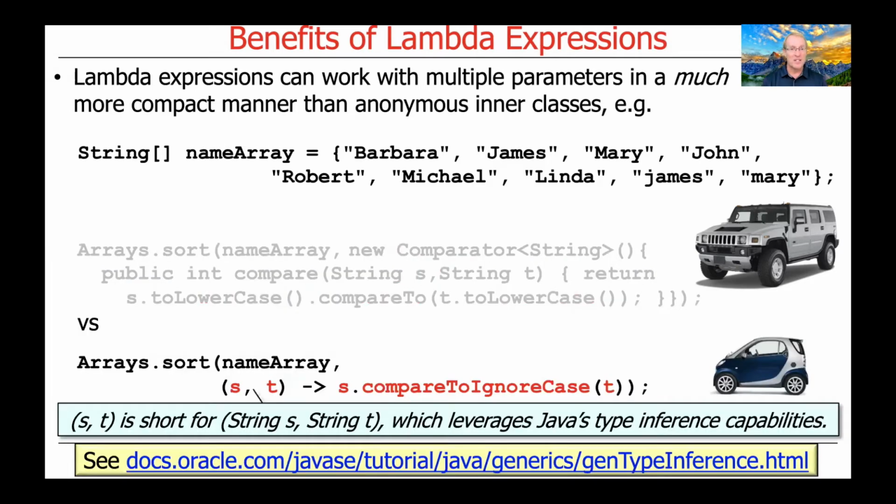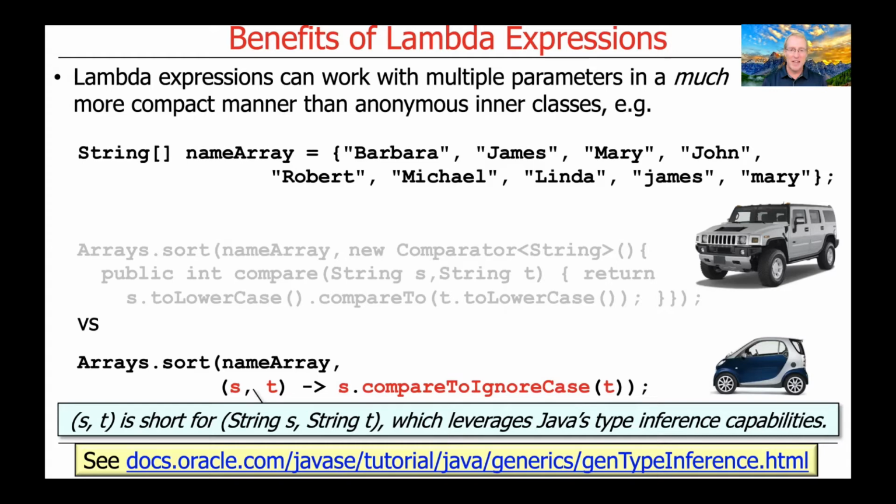What we're going to do instead, in the second example, is use a Lambda expression that takes two parameters. As you can see here, we once again call Arrays.sort, passing in the nameArray, but then we have some extra concise syntax. It's very lean and mean. We say open paren s comma t, which is essentially shorthand for String s, String t, thereby leveraging modern Java's type inference capabilities that you'll find with modern Java compilers.